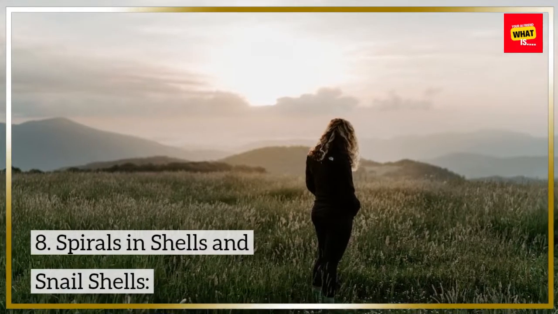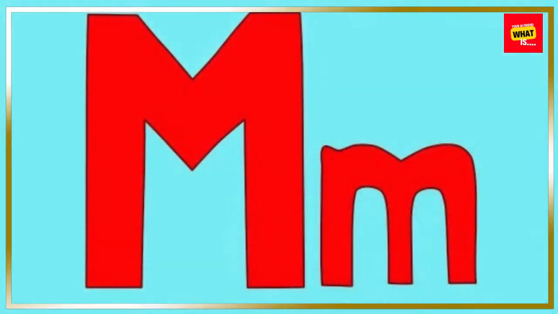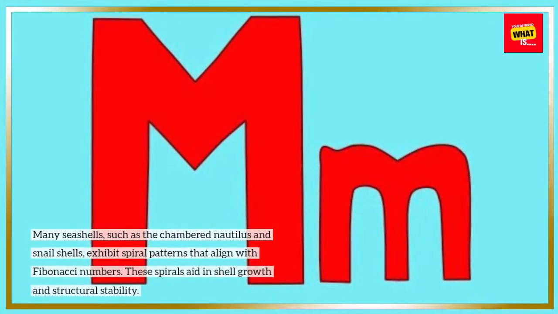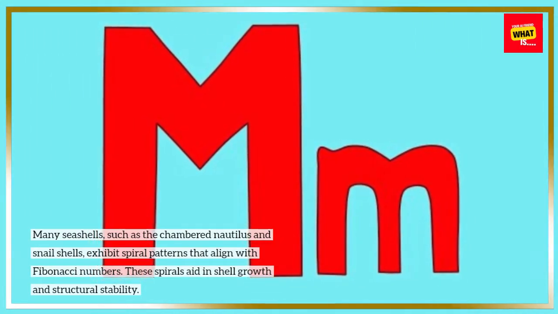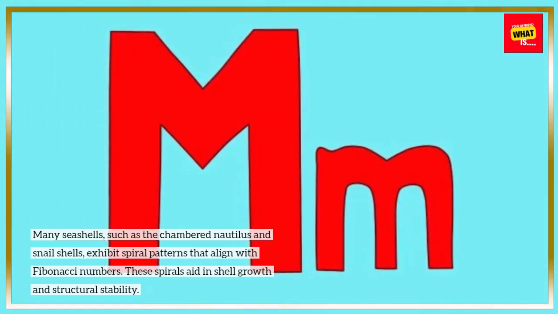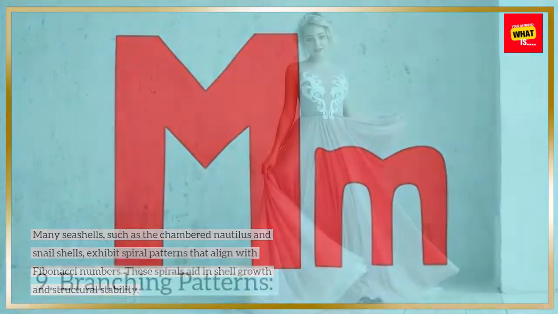8. Spirals in shells and snail shells. Many seashells, such as the chambered nautilus and snail shells, exhibit spiral patterns that align with Fibonacci numbers. These spirals aid in shell growth and structural stability.